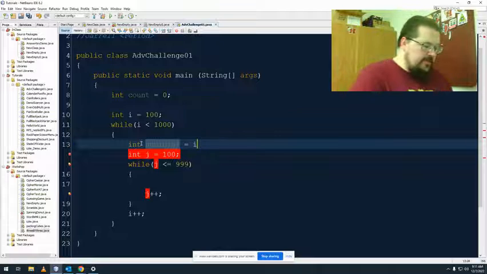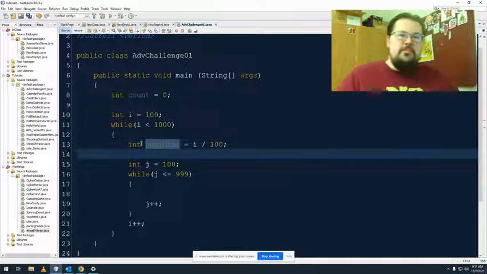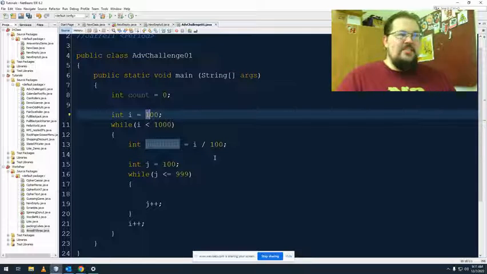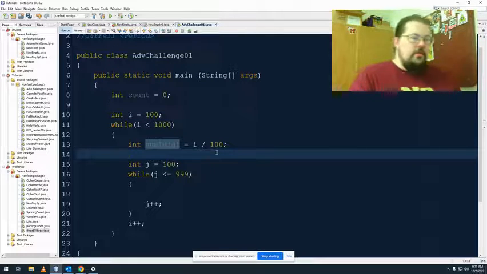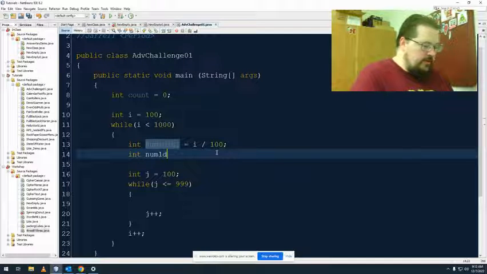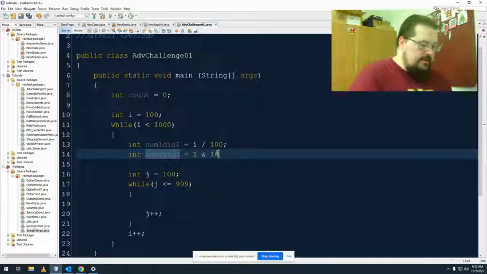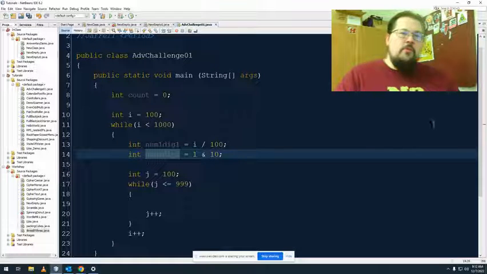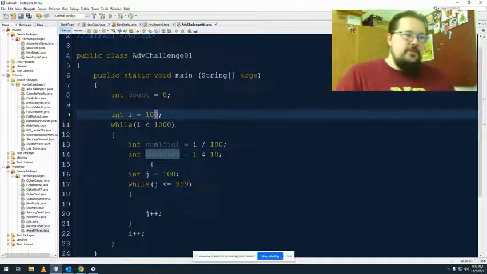And that's going to be very easy. We take I and we divide by 100. That will spit out whatever is in this first digit's place, because dividing by 100 just shifts the decimal. That's it. Now I don't need the middle value, so I'm going to skip it. And then num1 dig3. This one is where we mod 10. Remember what mod does, it gives us the remainder. So if I mod by 10, I am only grabbing whatever is in that ones position.